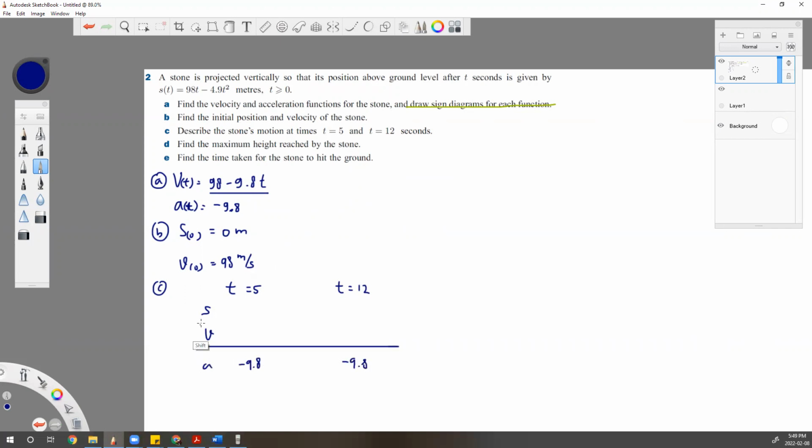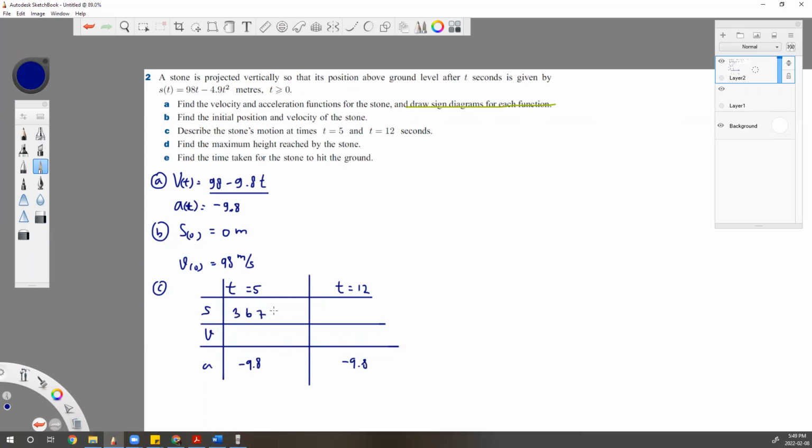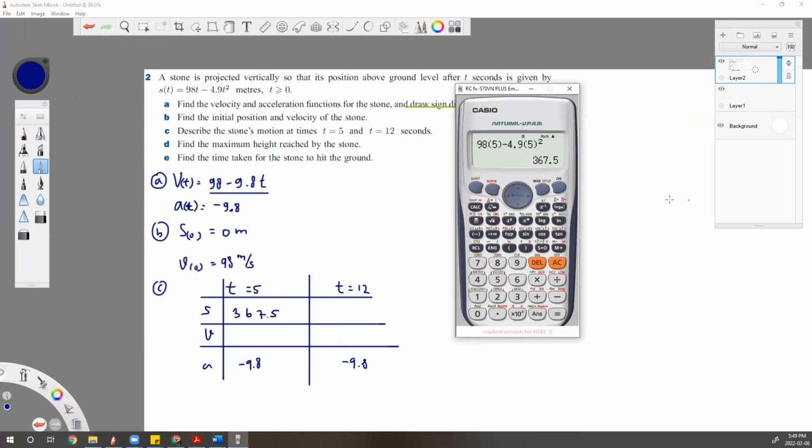So let's do this. Do it slowly. When t equals 5, the s is 98 times 5 minus 4.9 times 5 squared. Bang. 367.5. And for 12, you just change the 5 to 12.